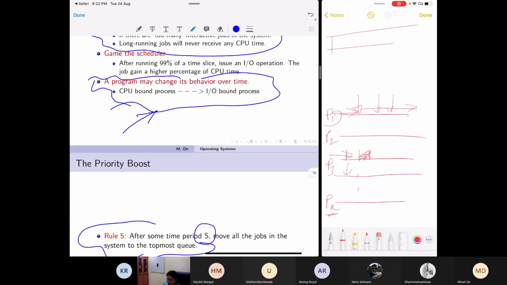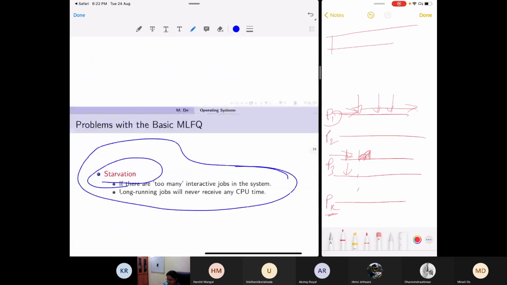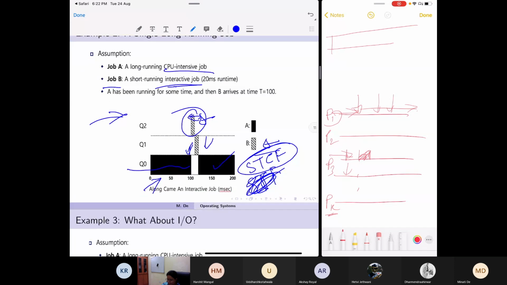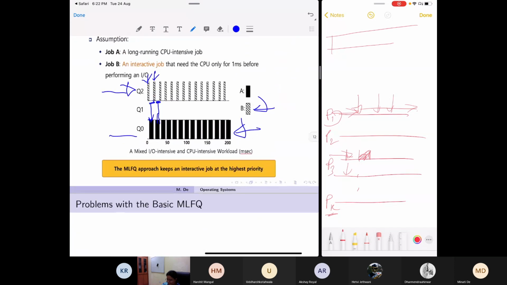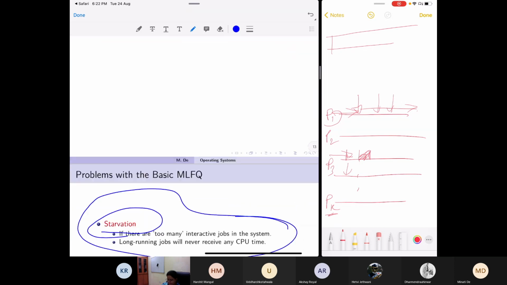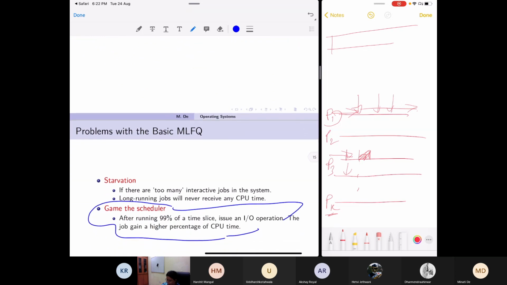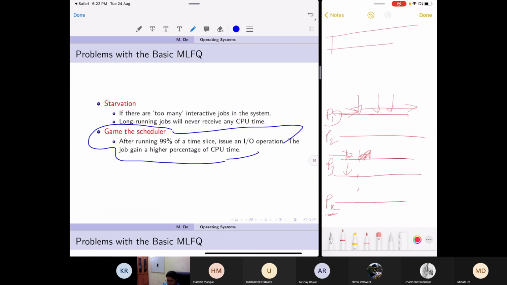If you introduce this, then after some interval of time, this big job will not stay in the lowest priority level. It will be moved. In fact, not only this job, all the jobs in your system will be moved to the highest priority level. So that's our new rule which will stop starvation.